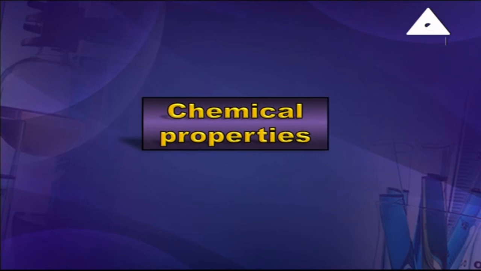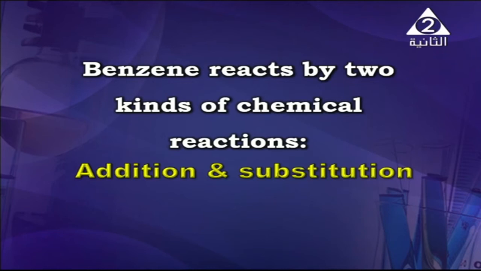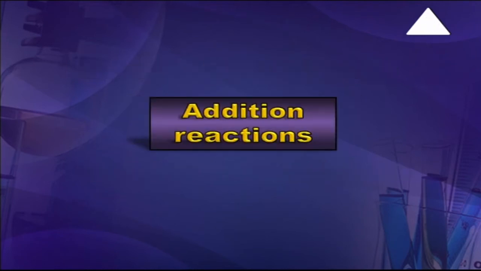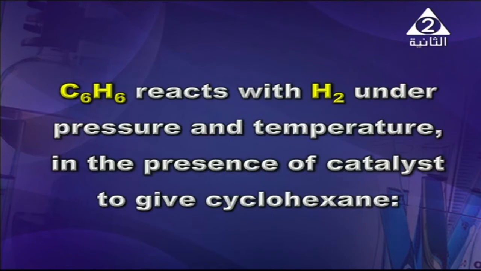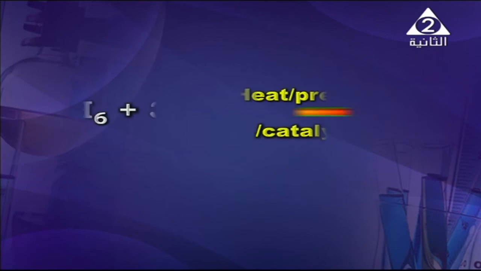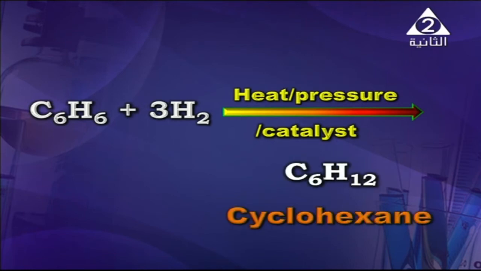The chemical properties of benzene. Benzene reacts by two kinds of chemical reactions: addition and substitution reactions. The addition reactions, hydrogenation reaction. Here benzene reacts with hydrogen under pressure and temperature in the presence of a catalyst to give cyclohexane. As the equation proceeds on the screen, benzene plus 3H2 in the presence of heat, pressure and catalyst gives C6H12, which is cyclohexane.